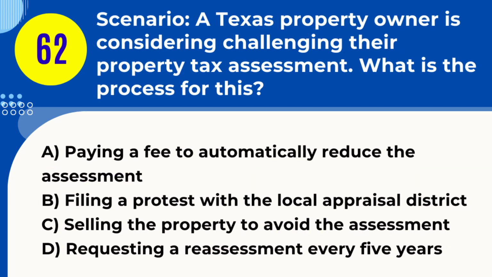Question 62. Scenario. A Texas property owner is considering challenging their property tax assessment. What is the process for this? A. Paying a fee to automatically reduce the assessment. B. Filing a protest with the local appraisal district. C. Selling the property to avoid the assessment. D. Requesting a reassessment every 5 years.